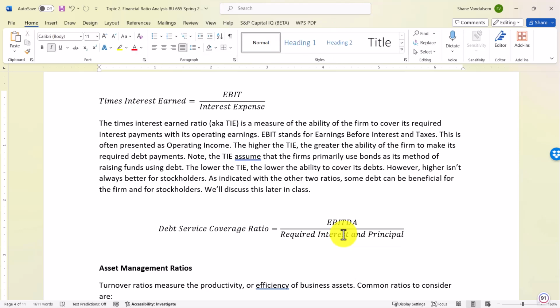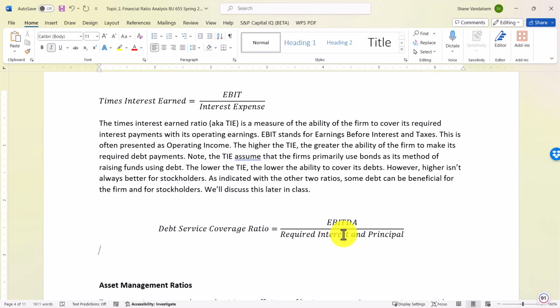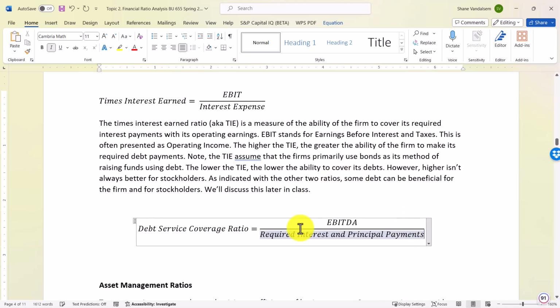And I mentioned earlier on in this set of notes that the numbers themselves oftentimes aren't terribly useful. We look at a trend over time, and we look at the numbers compared to other firms in the same industry or the industry as a whole. This is one of those where there is an important number. When we look at the debt service coverage ratio, so the operating cash flows of the firm, EBITDA, divided by required interest and principal payments, what regulators like to see here in the United States is a minimum of 1.25.